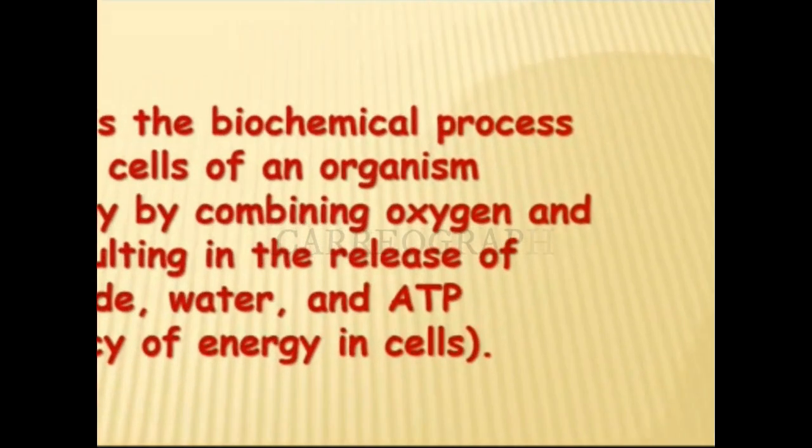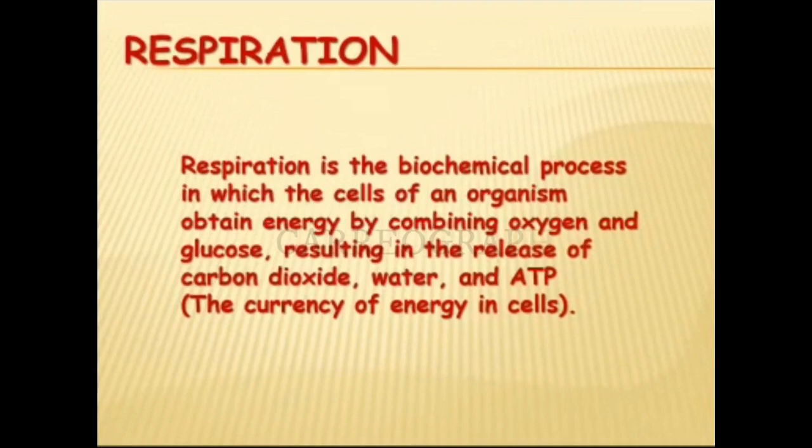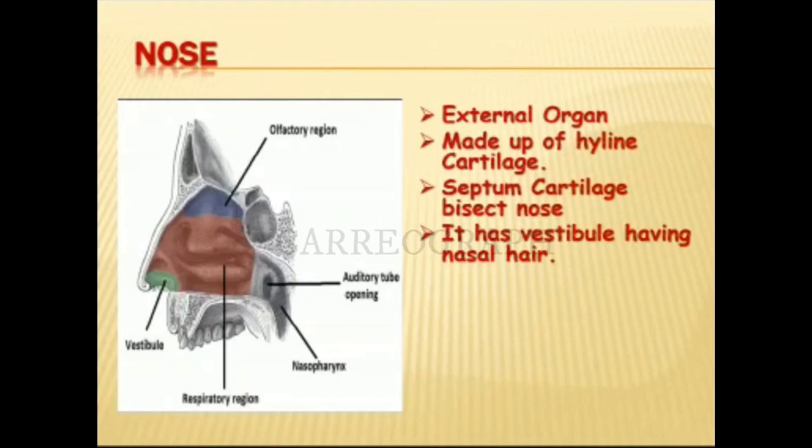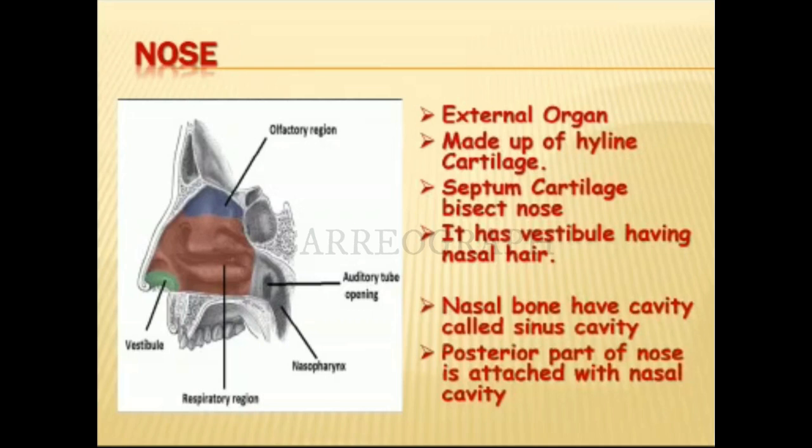The first organ is the nose. Friends, the nose is an external organ through which atmospheric air we take inside the body. This organ is made up of cartilage and bone. This cartilage is called hyaline cartilage and has a septum which bisects the nose. The nose also contains vestibule having nasal hair on it, whereas the bone is called nasal bone. This nasal bone has a cavity called sinus cavity.